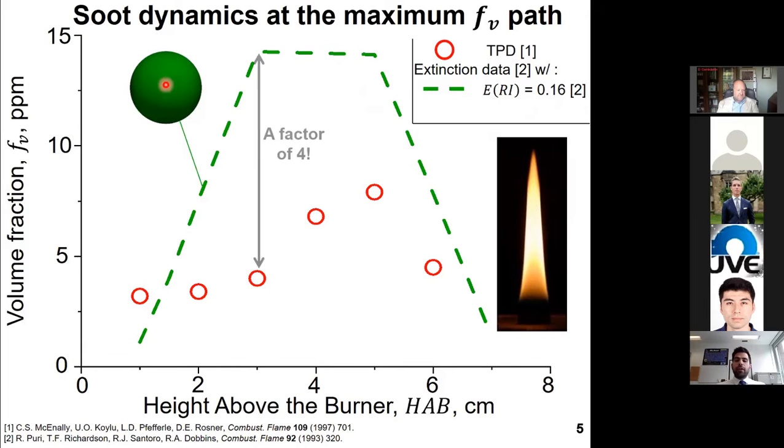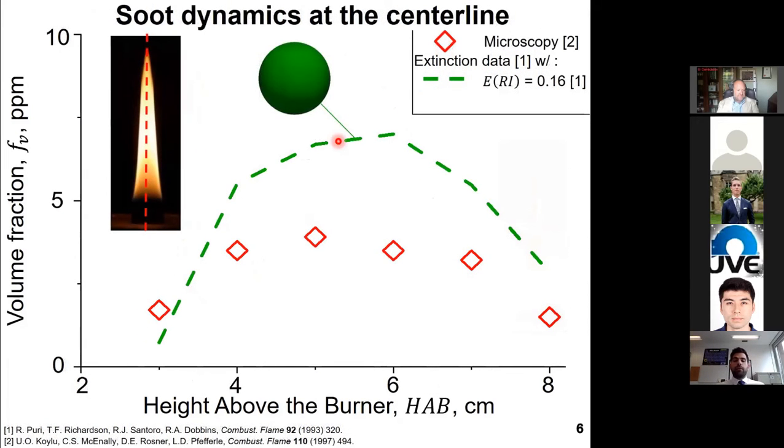So here you can see that actually the volume fractions obtained from light extinction data, assuming spheres, are up to 4 times larger than those obtained by thermocouple particle densitometry. Again, remember that this overestimation is on par with the discrepancy between combustion models and light extinction data that I showed you before. And we can see a similar trend at the center line of the Santoro diffusion flame.